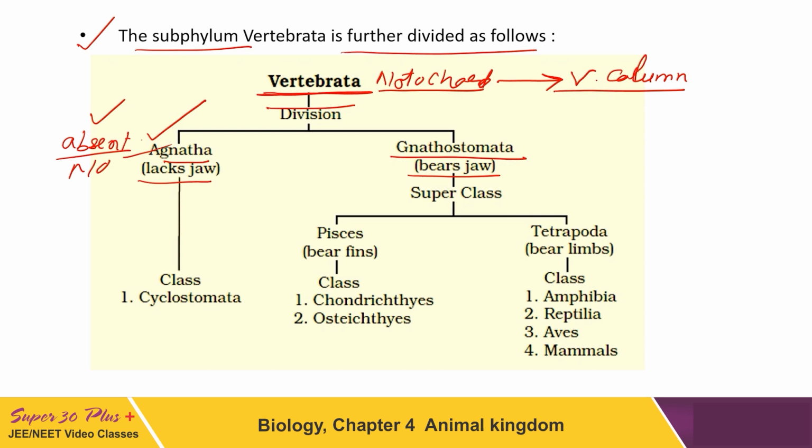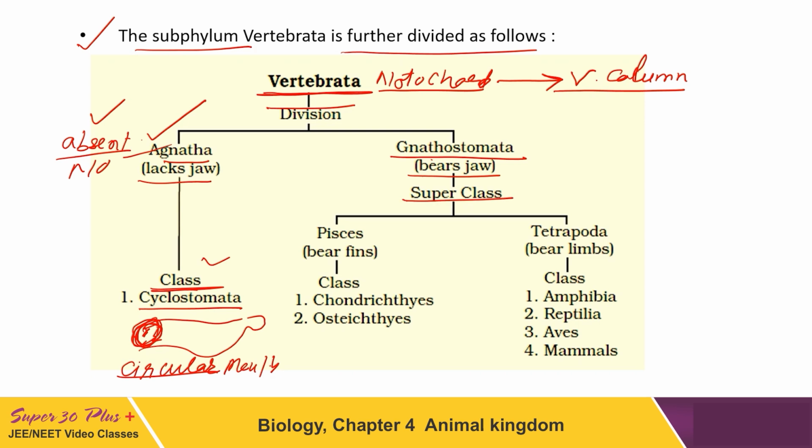Agnatha, jaws are absent, but they have a circular mouth with suckers, and these belong to class Cyclostomata. Cyclo means circular, and stomata means mouth. Circular mouth is there, Cyclostomata.